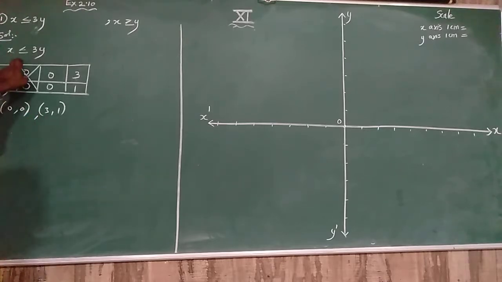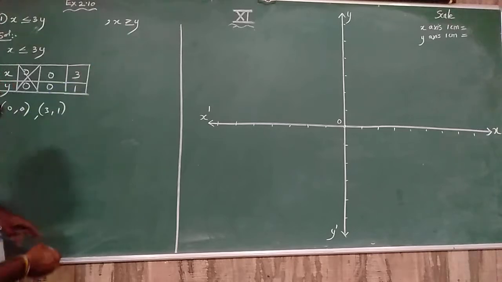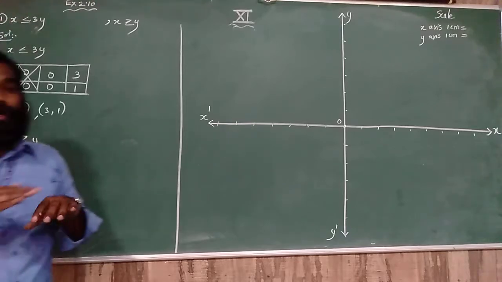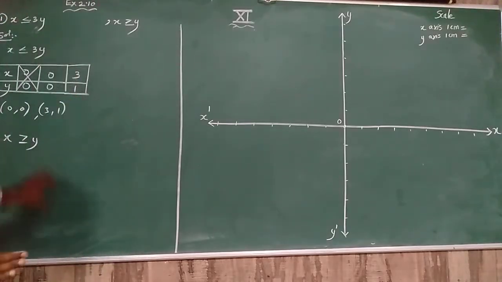To draw this line, I need only 2 points, so these 2 points are used. Then x is greater than or equal to y. I need to consider this inequality symbol as equal.